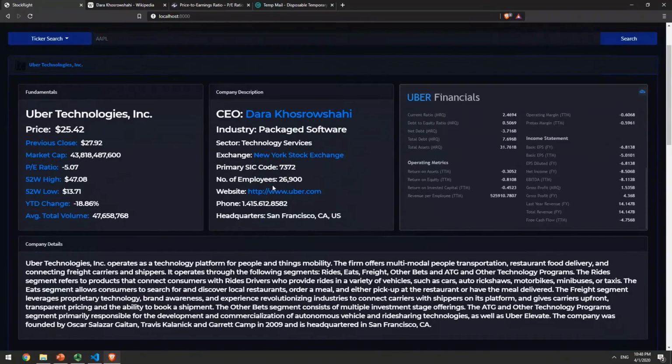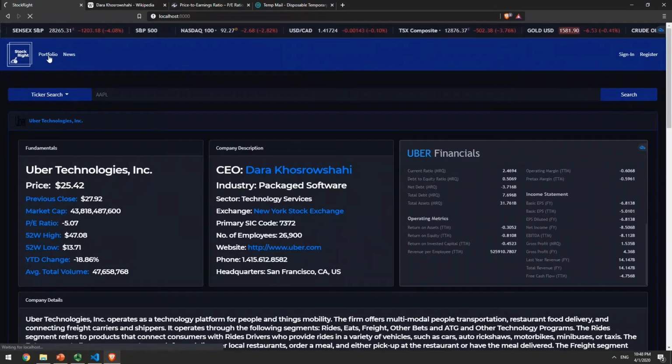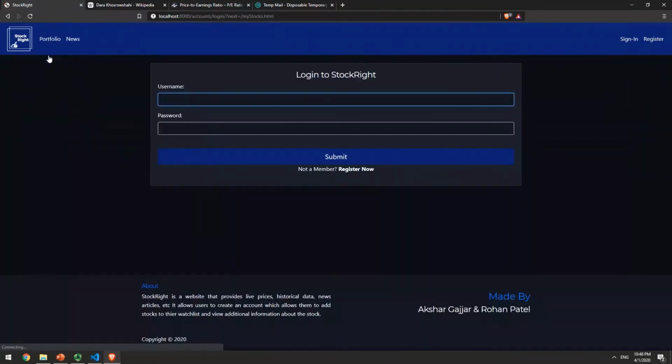All this other information is here. Now we want to look at portfolio. Now remember, the portfolio functionality is behind a login wall, so it'll take you to this page. Now, for the sake of demonstration, I'll go through the whole process.